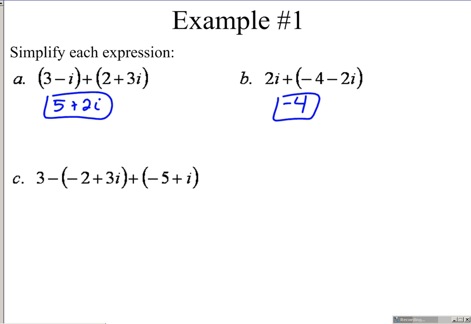Here, add like terms. 3 minus a -2 becomes 3 plus 2, which is 5. 5 plus -5, that's gone. We have -3i plus i is -2i.